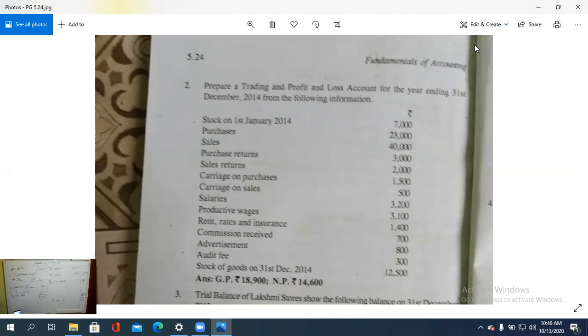Then we need to put the expenditure. Expenditure means indirect expenditure. So what all items are left? Sales, purchase returns, carriage on purchases, carriage on sales is there, salaries is there, then rent, rates and insurance. So to salaries, how much? 3,200. Then to rent, rates and insurance, 1,400.